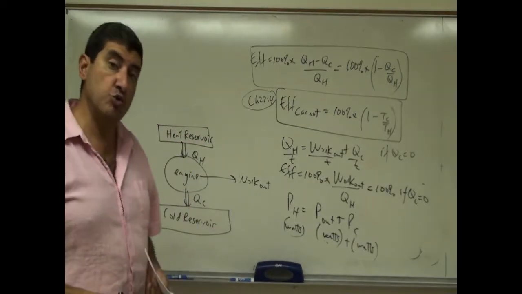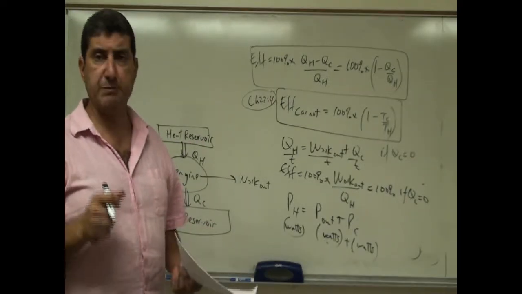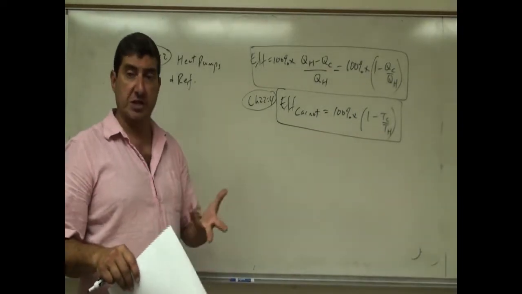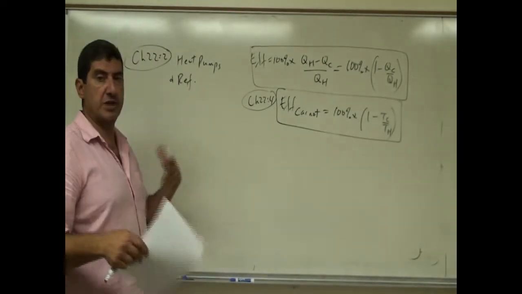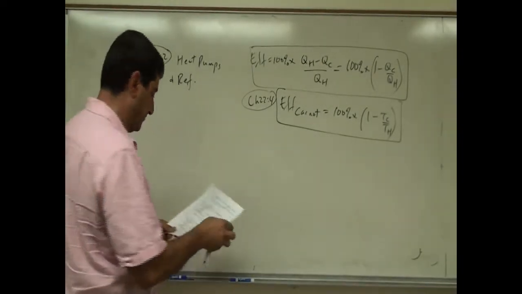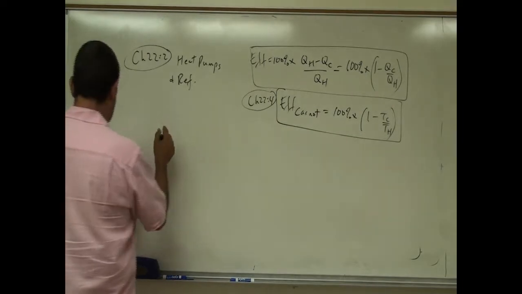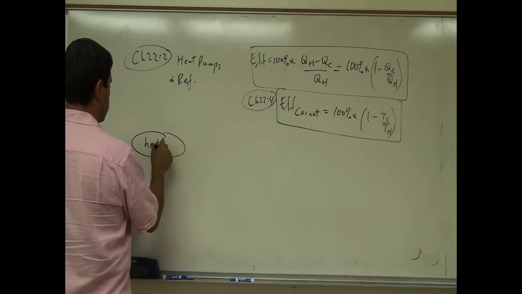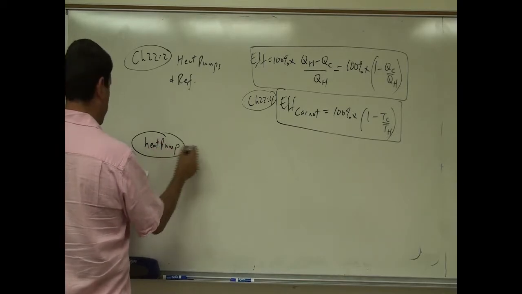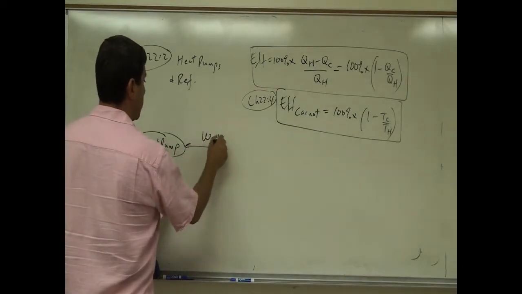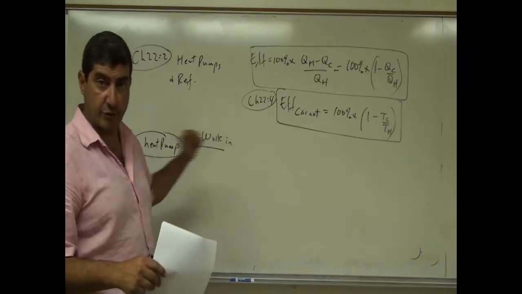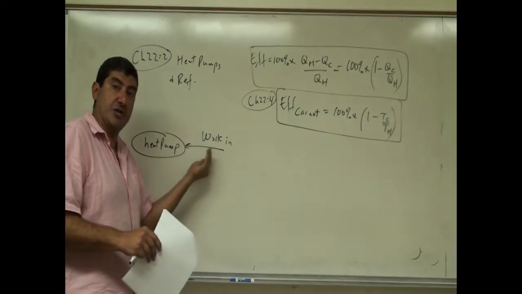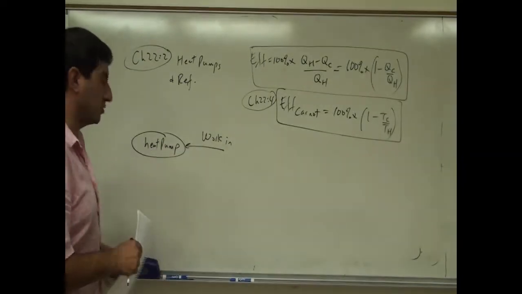Okay, in section 2 of chapter 22, we talk about heat pumps and refrigerators. The heat pumps are like the heaters that we use in the winter times, right? And the refrigerators are the ones that we have in our kitchens. Okay, so this is how we draw the heat pumps. We have here a heat pump, and then we put work in. So instead of work out as for a heat engine, which was performing work, here we have to put work into the heat pump.